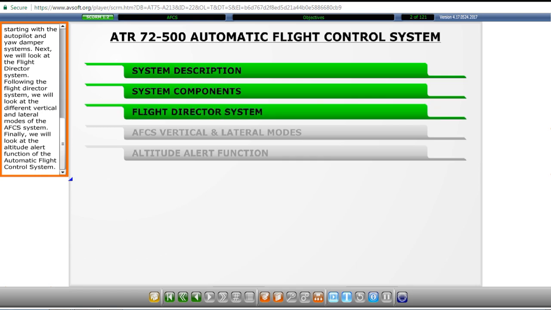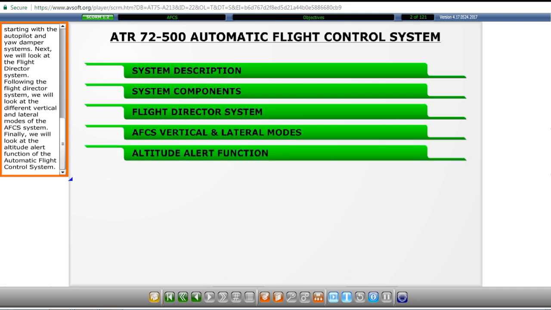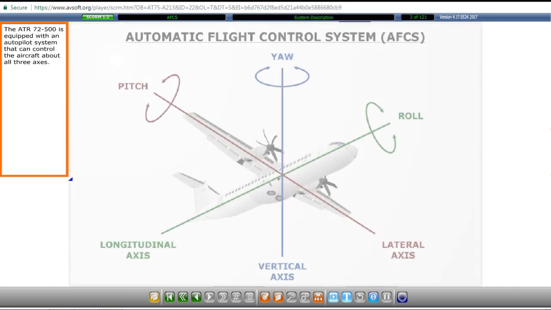Next, we will look at the flight director system. Following the flight director system, we will look at the different vertical and lateral modes of the AFCS system. Finally, we will look at the altitude alert function of the automatic flight control system.